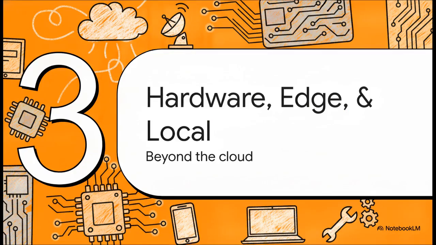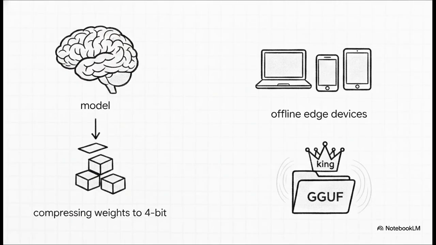All right, on to Section 3, hardware, edge, and local. So, what happens when a model needs to leave those massive cloud GPUs and run out in the real world? Well, to understand local deployment, you first have to understand quantization. This is the process of compressing a model's weights. Think of it like taking high-precision 16-bit numbers and crushing them down to 4-bit. You lose a tiny, tiny bit of accuracy, sure, but you drastically shrink the file size so a massive LLM can actually fit into the limited RAM of everyday consumer hardware.